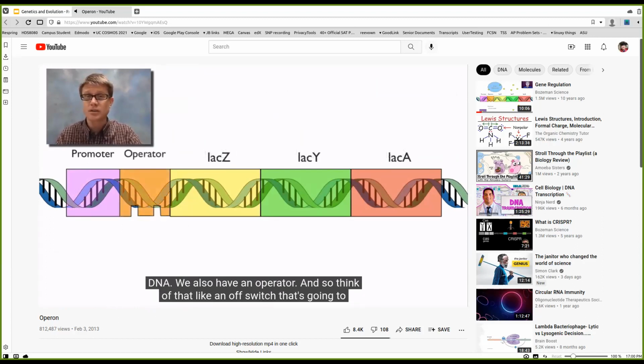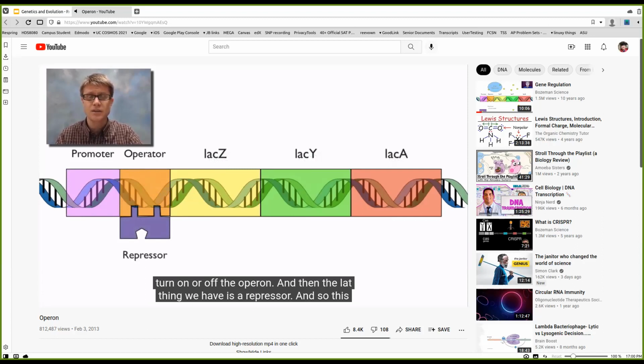We also have an operator, and so think of that like an on-off switch that's going to turn on or off the operon. And then the last thing we have is a repressor. And so this is a Lac Operon. It's PROG. It's promoter, repressor, operator, and then all of the genes.